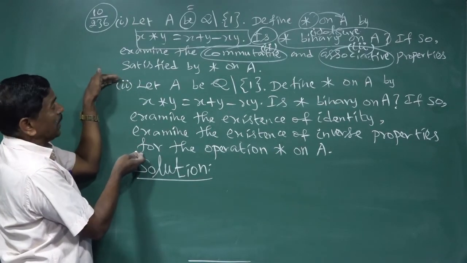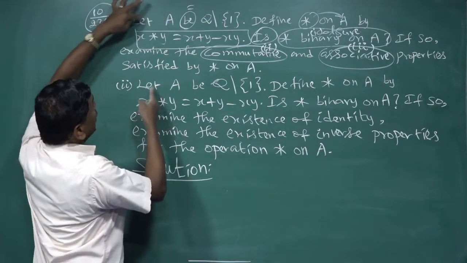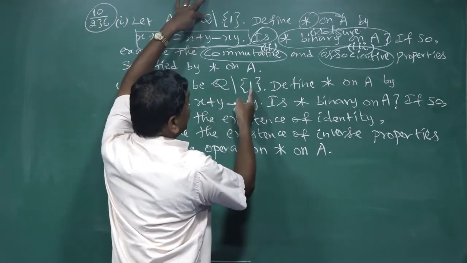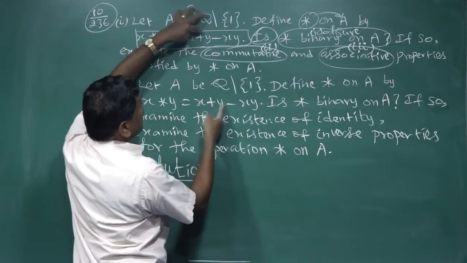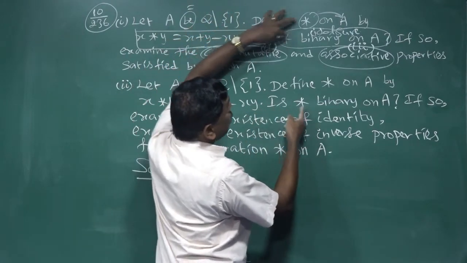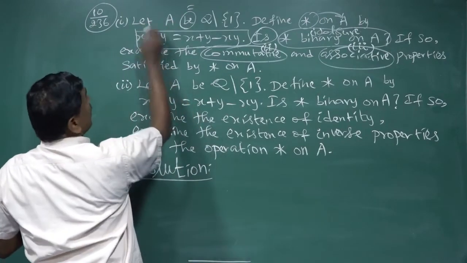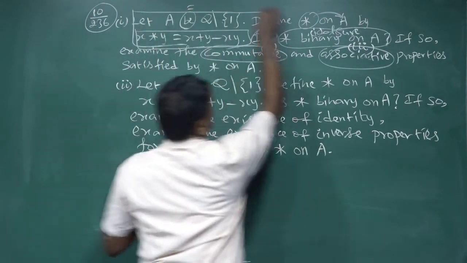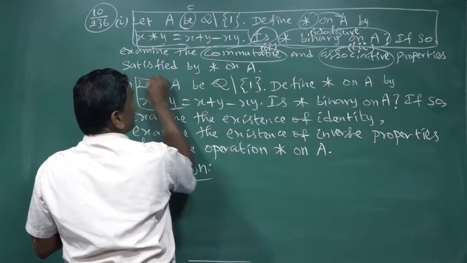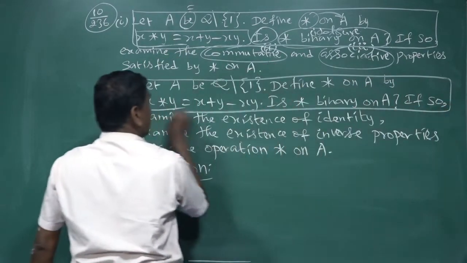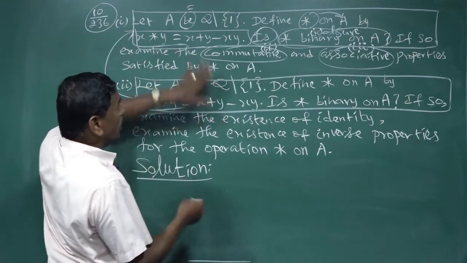Come to the second part. Listen, the second part is separately given. Here again, let us see, the first two lines are the same. Let A be Q minus 1. Determine star on A by x star y is equal to x plus y minus xy. Is star a binary operation on A? If so... The first two lines are the same, no difference. It differs only in the properties.